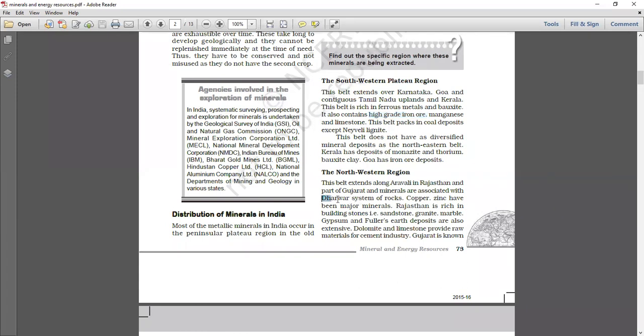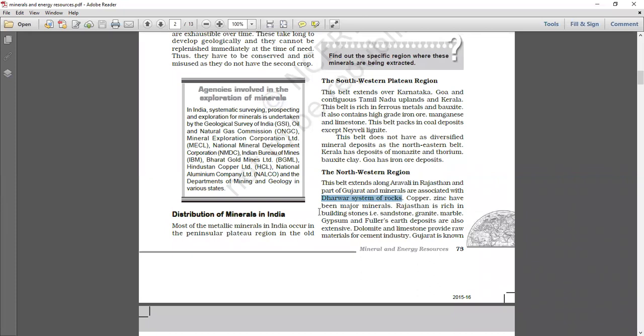Which rocks are in the Dharwad system of rocks? Metamorphic and sedimentary rocks are there. We all know about igneous, metamorphic and sedimentary. So the Dharwad rock system is the system of rocks related to metamorphic and sedimentary rocks. The major minerals found in these regions are copper, zinc, and Rajasthan is very rich in building stones.